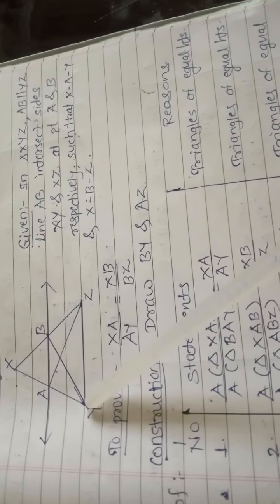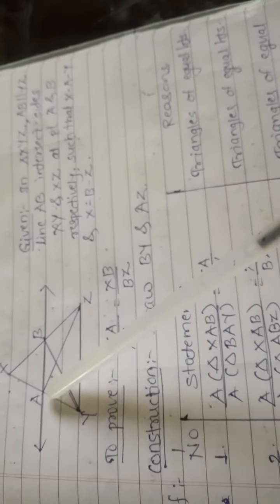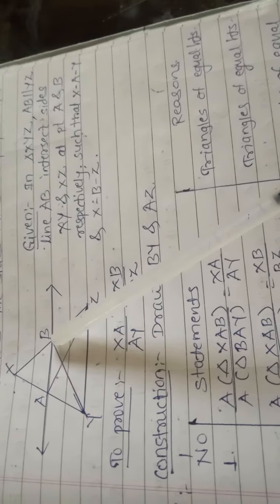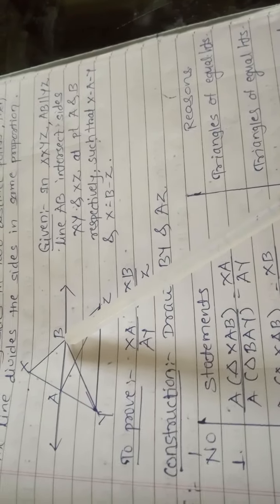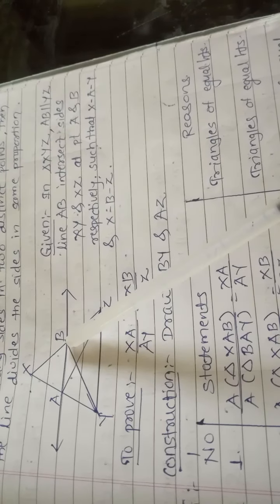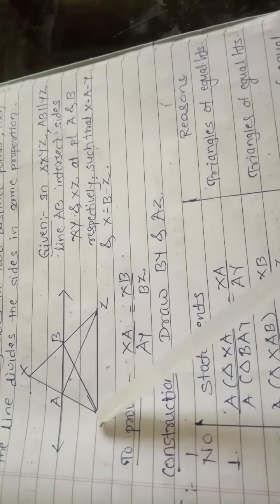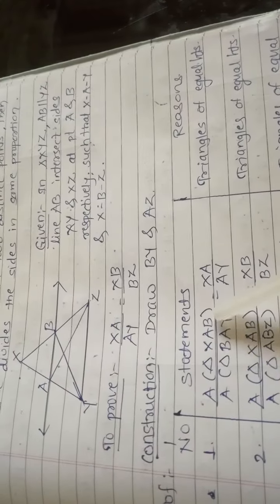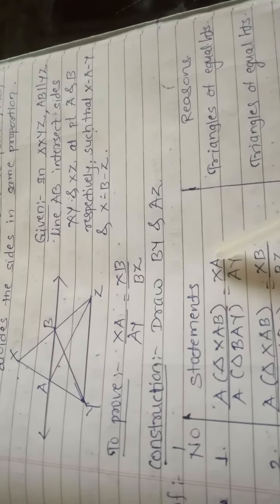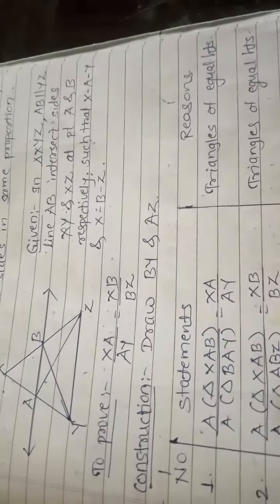Now you can easily see that both the triangles have the same height, that is AB. And you learned in the first concept of this chapter that triangles having equal heights are proportional to their bases. So XA upon AY is the answer. So area of triangle XAB upon area of triangle BAY is equal to XA upon AY. What is the reason? The triangles have equal heights.